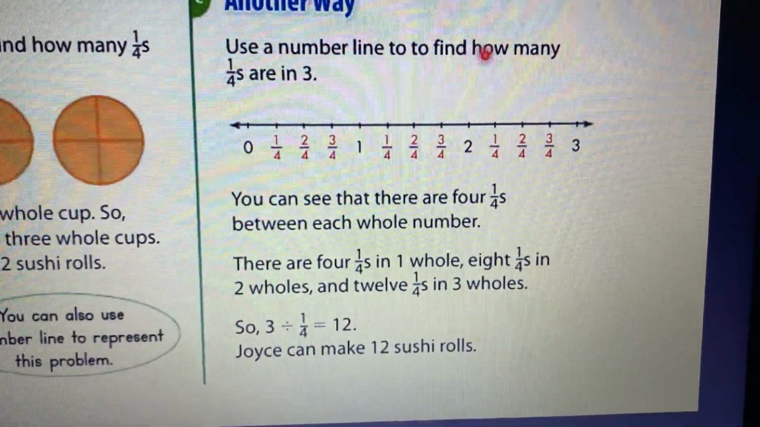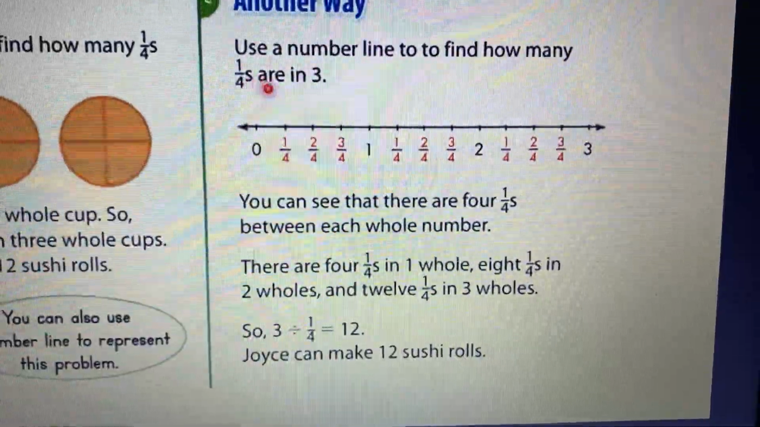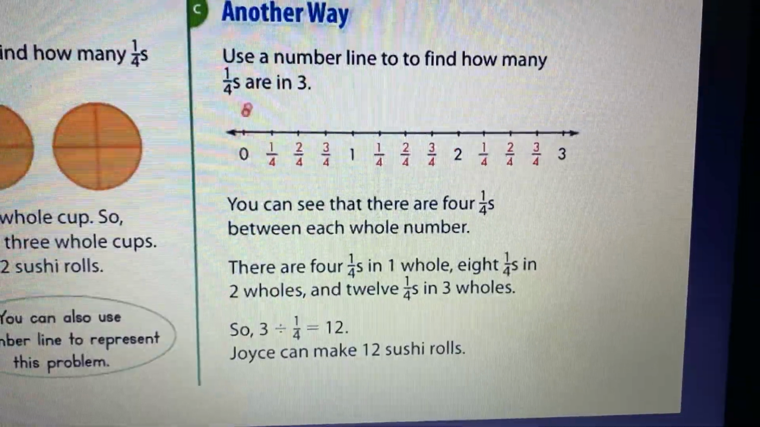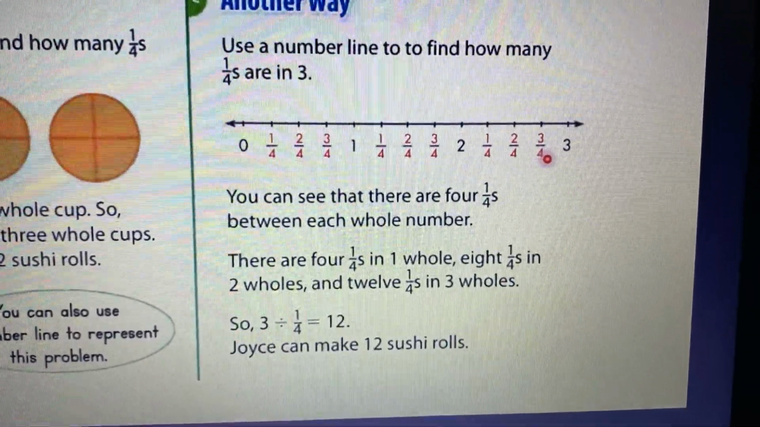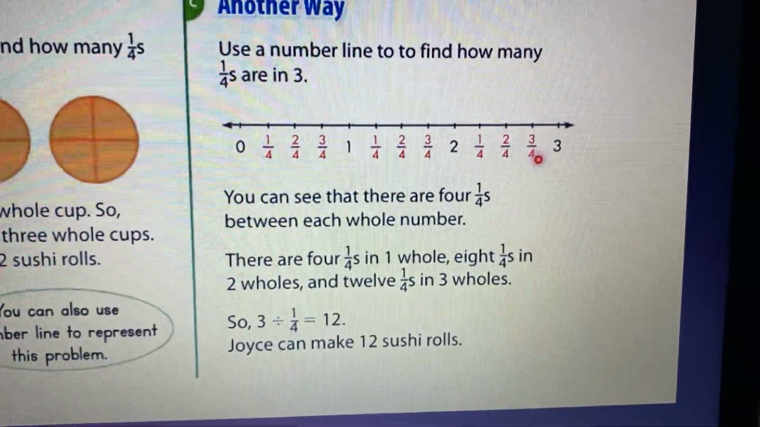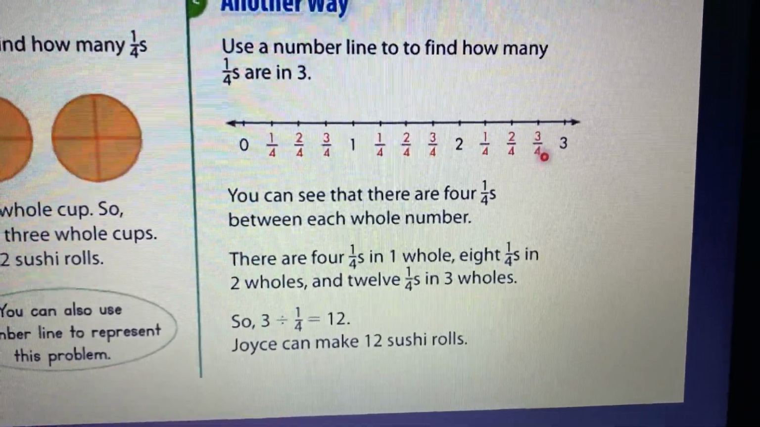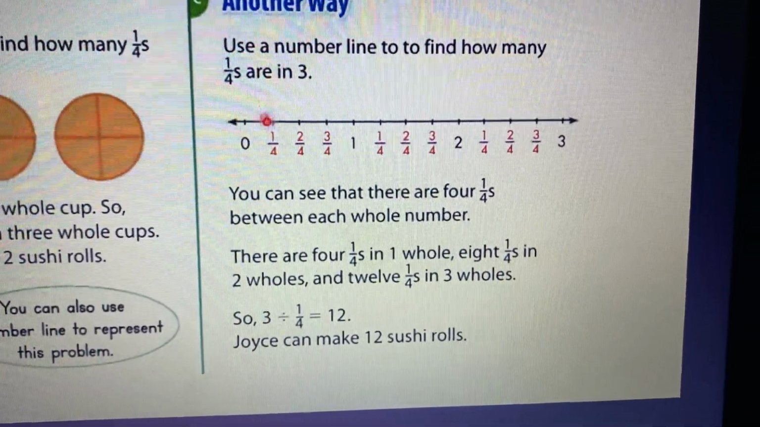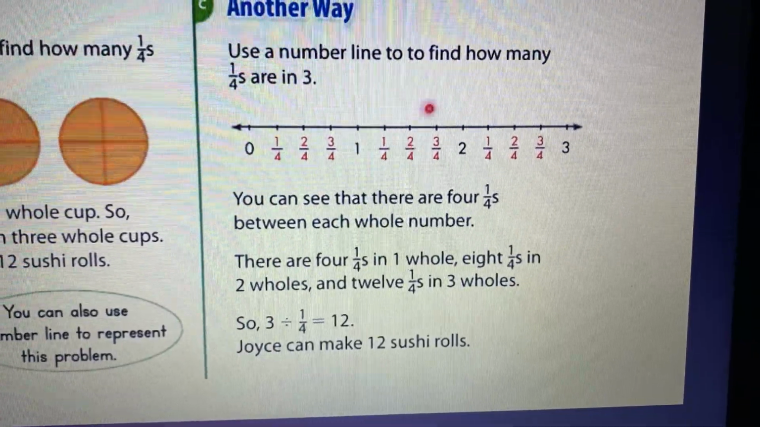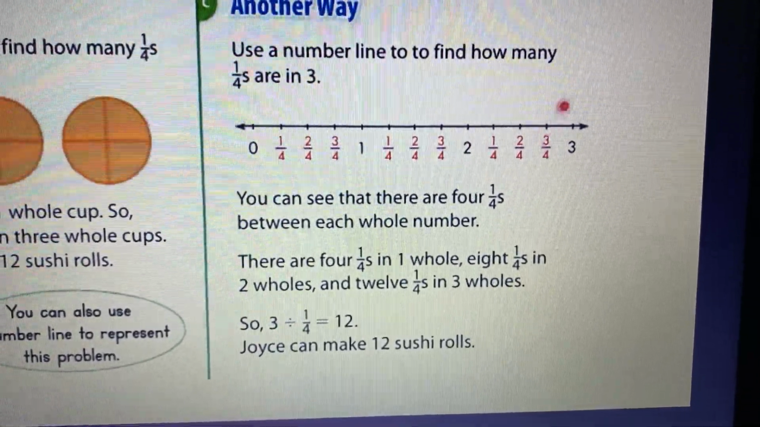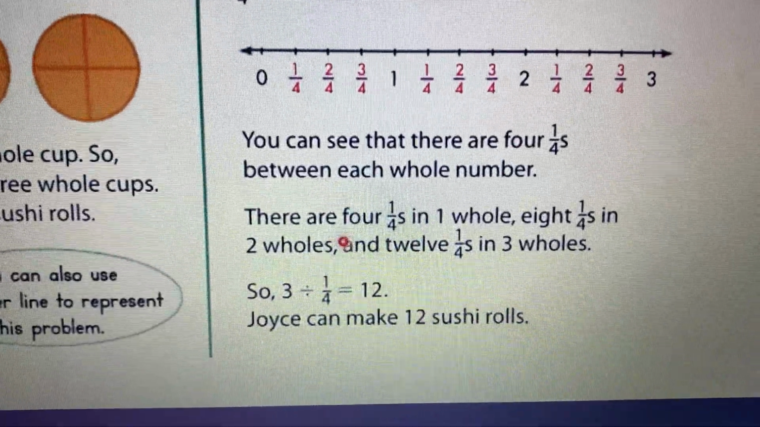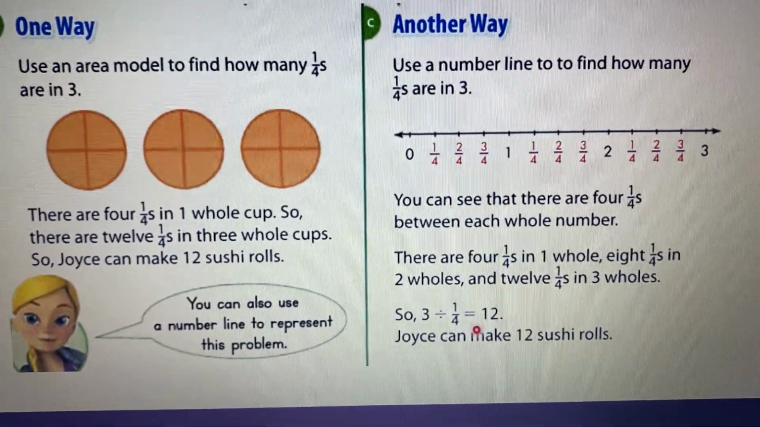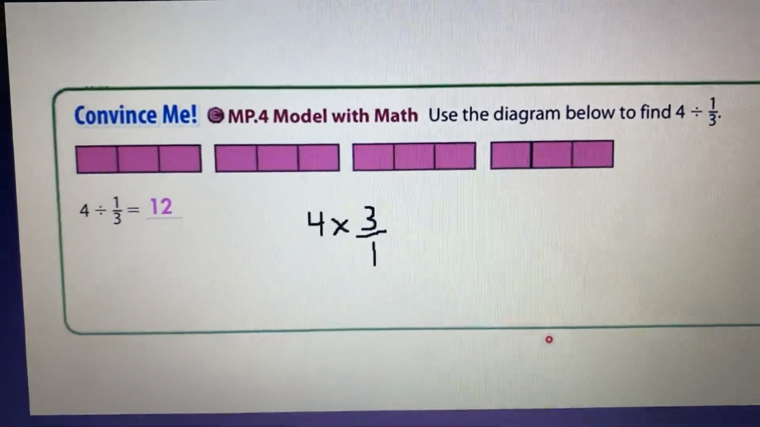You can use a number line to find how many 1/4 are in 3. First you will draw a number line from 1 to 3, because I have 3 cups of rice, and between each whole I will divide the number line into 4 equal parts. Then I will count how many times I jump. 1, 2, 3, 4, 5, 6, 7, 8, 9, 10, 11, 12. So in this case, I can know that 3 divided by 1/4 equals 12. There's another way, I will show it to you like this.